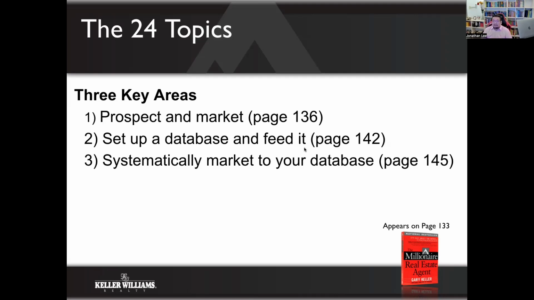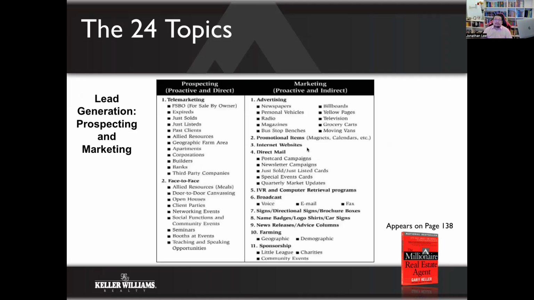So these are the three key areas we're going to talk a little bit about this morning. I'm going to go through it. Okay, prospecting versus marketing. Now, this is on page 138 of the MRA book, and it talks about prospecting and marketing. What's the difference between prospecting and marketing? Now, here are the things that you need to do. Now, I argue that a real estate agent shouldn't do anything more than this chart.